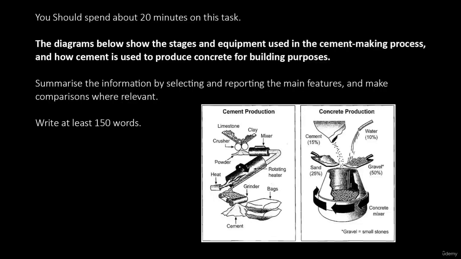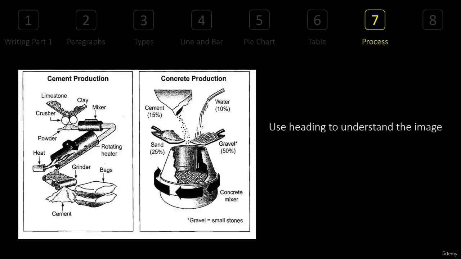The diagrams below show the stages and equipment used in the cement making process and how cement is used to produce concrete for building purposes. You see what is happening here. Cement production, and then the cement is taken here and it is continued below. So how the cement is used in concrete production is also shown, and hence you have to discuss the process from here. The arrow goes like this, and you start at the top of the production process and end here. This is a process diagram.